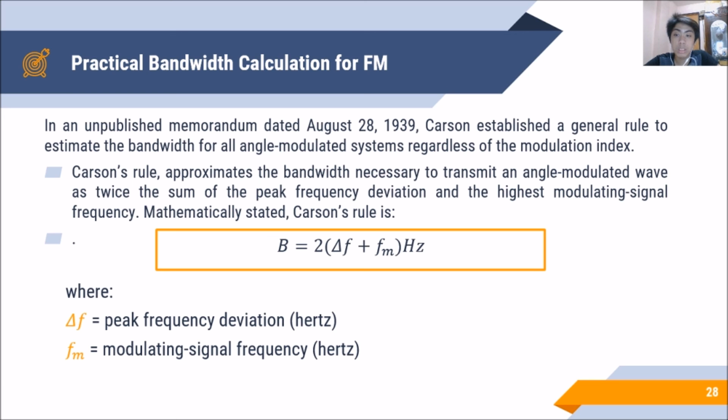So this was called Carson's rule, and this equals B equals 2 multiplied by the peak frequency deviation plus the modulating signal frequency, and the unit is hertz. So delta F is the peak frequency deviation and Fm is the modulating signal frequency.